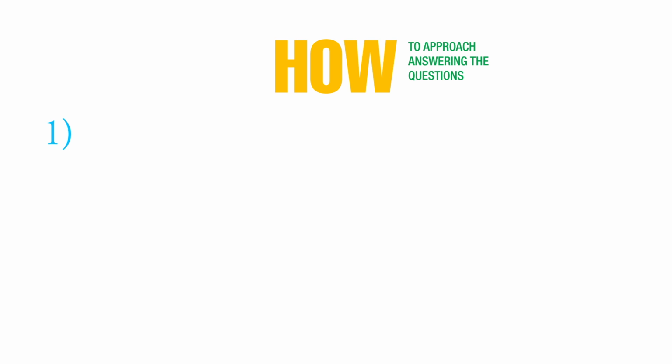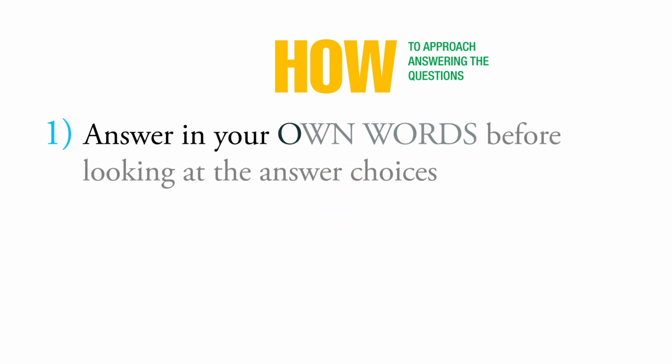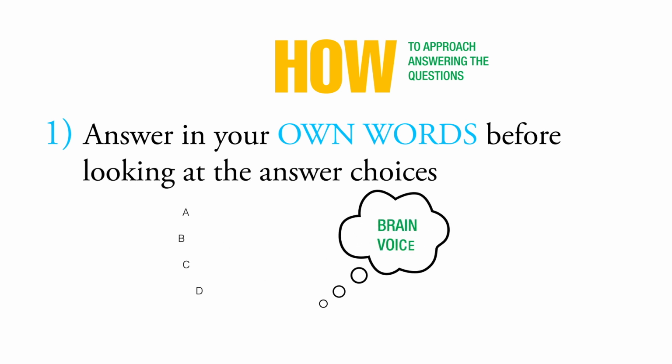The first group of questions is the kind where, after you read the question, you can answer in your own words before you even look at the answer choices. Once you have answered using your brain voice, then find the choice that matches your version of the answer and move on.